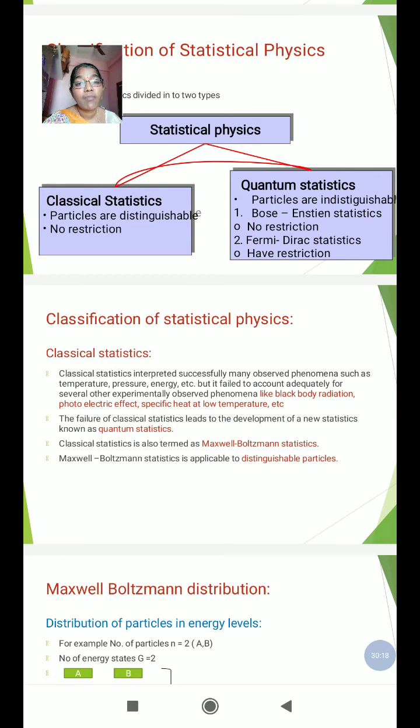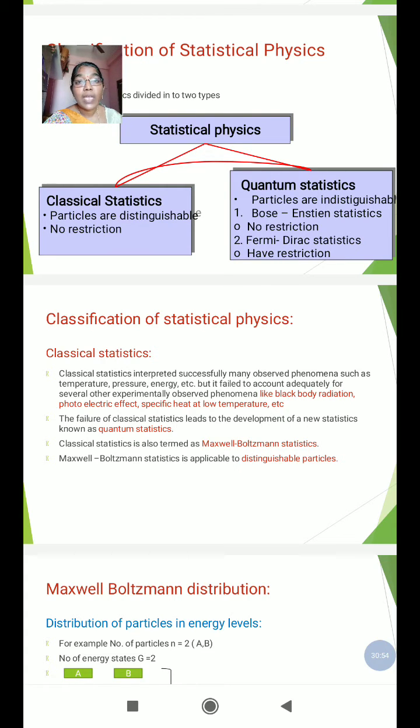But it failed to explain some experimental phenomena such as black body radiation, photoelectric effect, and specific heat at low temperature. These are quantum mechanical concepts. All these concepts are not explained by classical statistics. Classical statistics does not explain these experimental proofs: black body radiation, photoelectric effect, and specific heat.